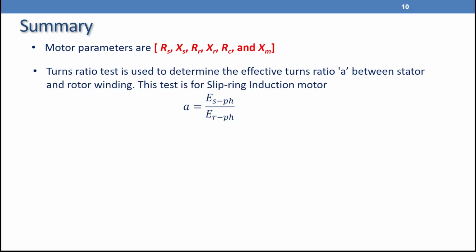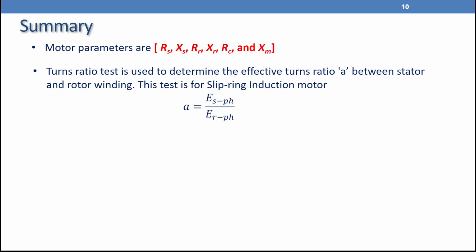Returning back to our slides to recap this video. So in this video, we answered the question, what are the motor parameters? They are stator resistance, rotor resistance at standstill, stator and rotor leakage reactance, core resistance, and magnetizing reactance. Then we start to perform the tests one by one. So the first test was Turner's ratio test, and that one is the effective Turner's ratio between the stator and rotor winding, and that one is mainly for slip ring induction motor.